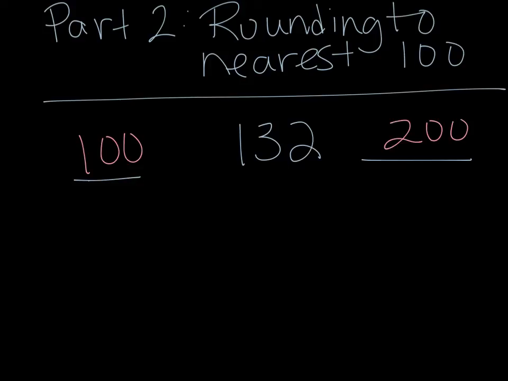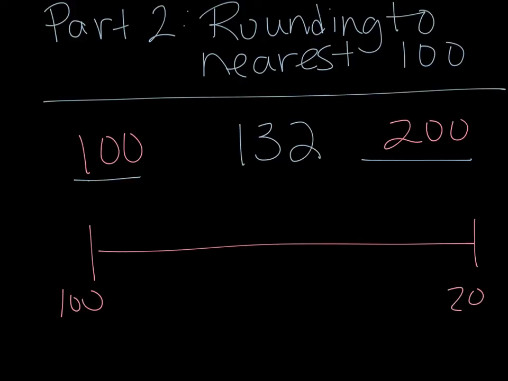So if I drew a number line and I said 100 was here and 200 was here and the middle was 150, I want to think about where 132 would be, so maybe somewhere in this general region. And I want to think what is closer. Is 132 closer to 100 or 200? Okay, well, 132 is closer to 100 than it is to 200.